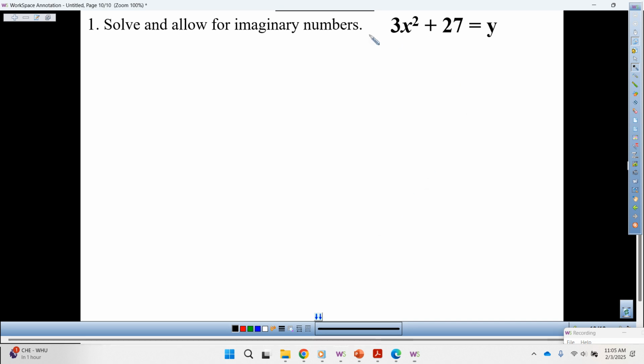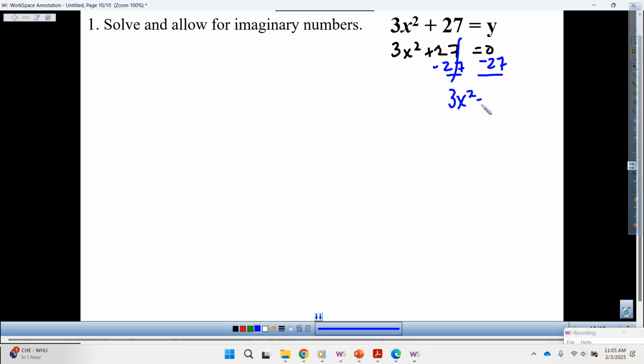Here we go. First things first, it needs to be in standard form equal to what? 0. So we got 3x squared plus 27 equals 0. Looking at it, we have a binomial. What's the easiest way of solving this quadratic? Using square roots. So I need to leave x by itself. Minus 27, minus 27. We get 3x squared equals negative 27.